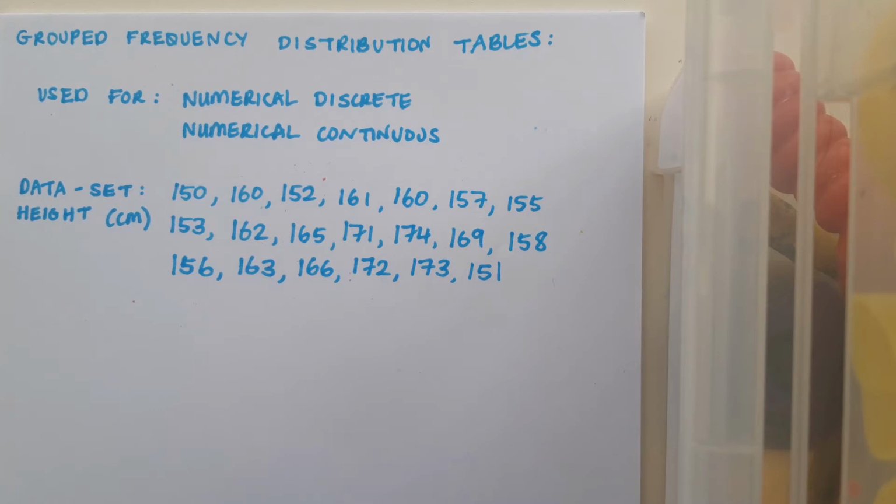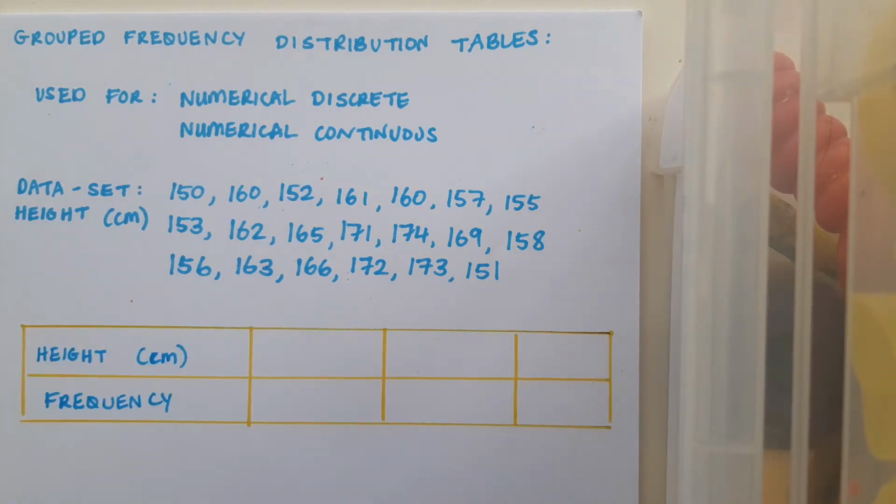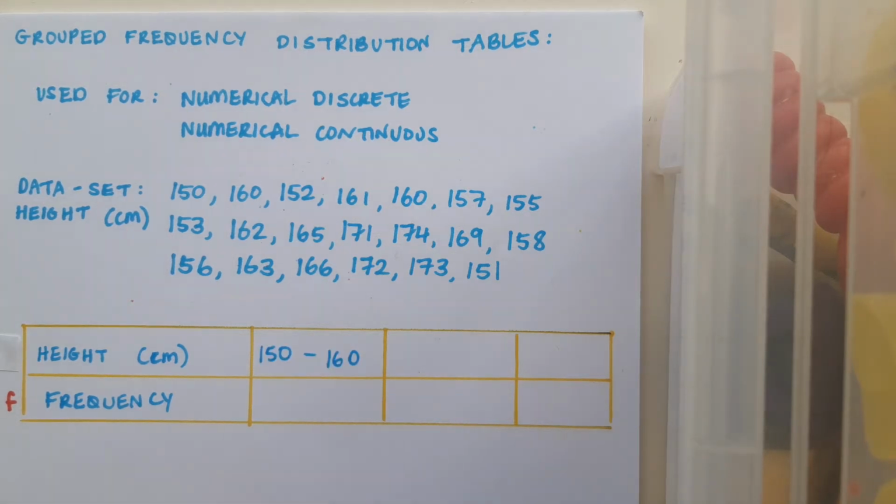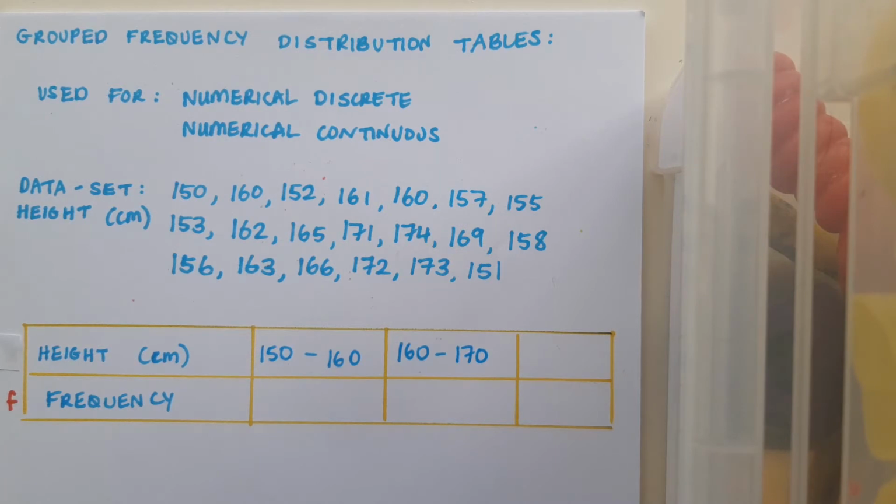So instead, I'm going to group my data points into what we call intervals, and that's going to allow me to create a grouped frequency distribution table. So this is how that's going to look. I'm going to have my variable on the top row as before and my frequency on the bottom row. And don't forget that I can call frequency f. So I want to decide on sensible intervals for my heights. And perhaps in this case I'm going to go up in tens, 150 to 160, 160 to 170, and 170 to 180. Each of these ranges is called an interval or a class.